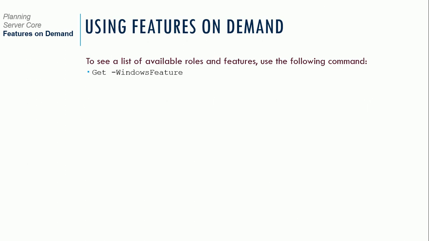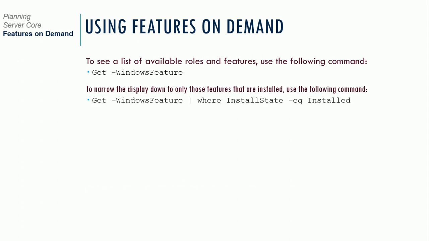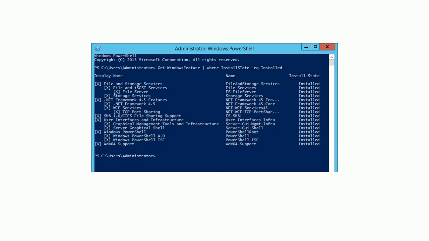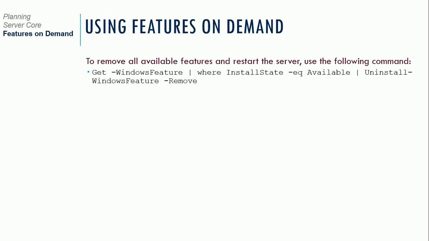To see a list of all of the available roles and features, you can use this command. It's the Get-WindowsFeature command. To narrow the display down to only those features that are installed, you would add the -Where argument and show only installed, where InstallState is equal to Installed. And that might look something like this. So this is a list of all of the features that are available and installed, and then this might be just a list of those features and roles that you have installed. And again, this is using PowerShell or the command prompt in Windows.